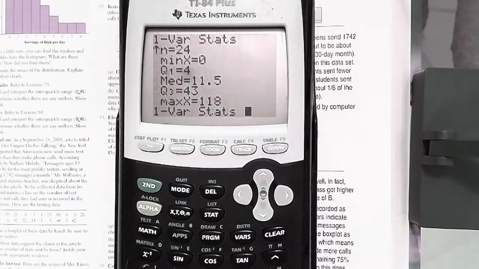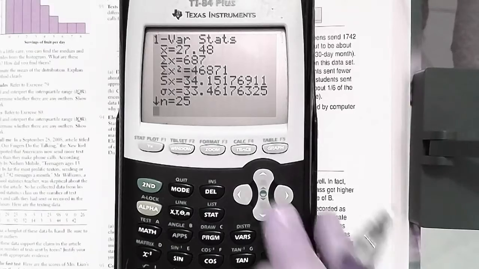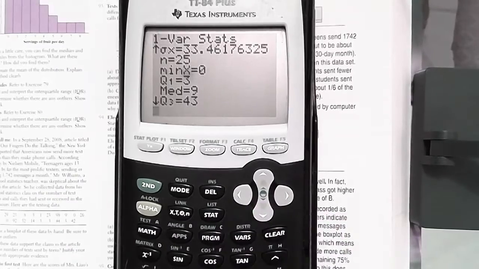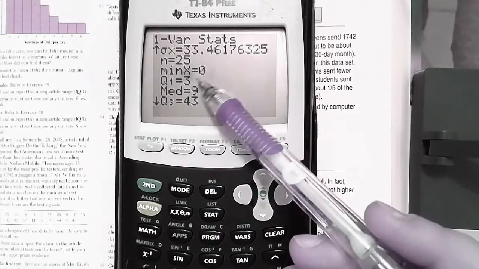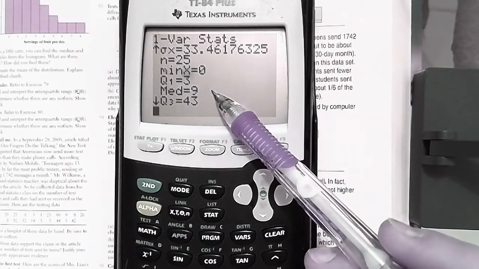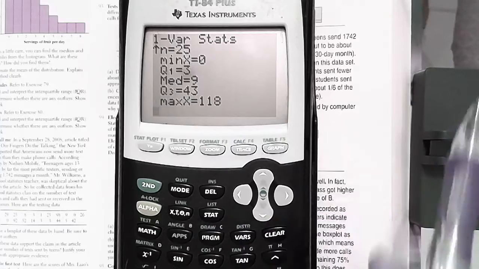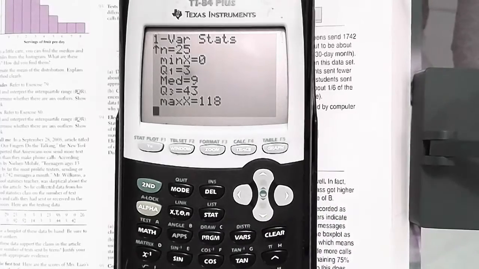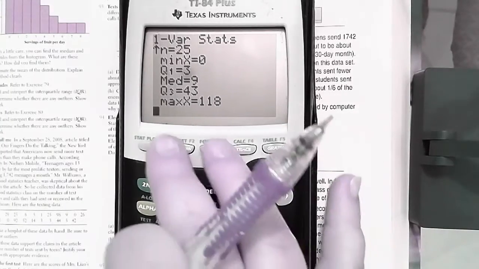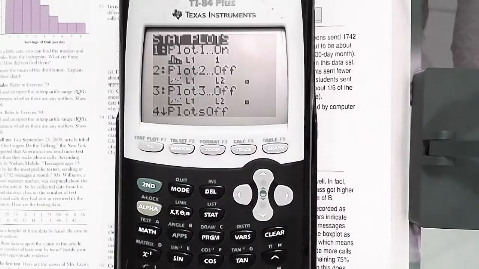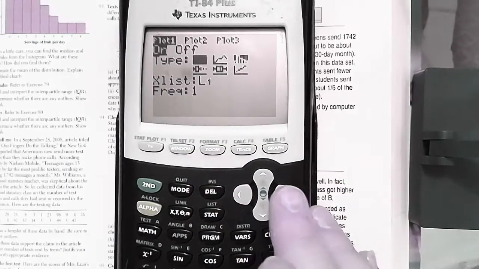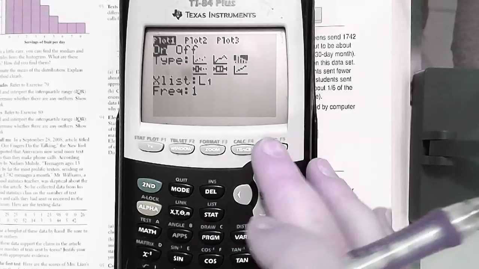Stat, calc. So let's try this again. Okay, so our minimum is 0, our Q1 is 3, our median is 9, our Q3 is 43, and our max is 118. Now let me go ahead and do this again. Second stat plot, turn it on. We'll go ahead and do this and graph it.